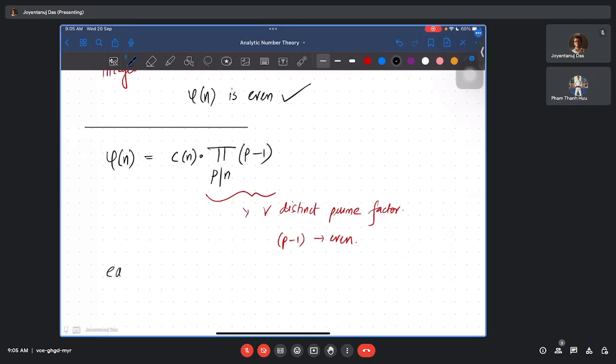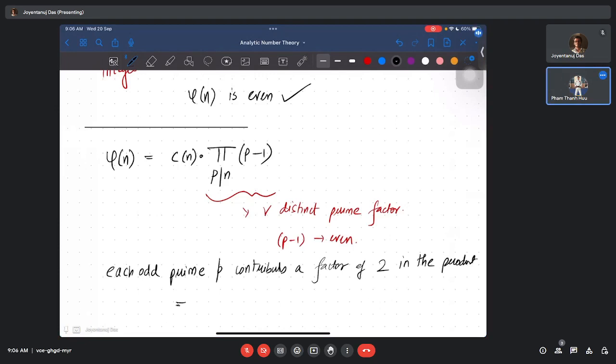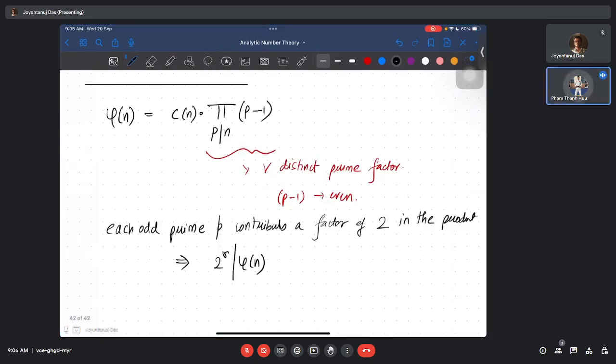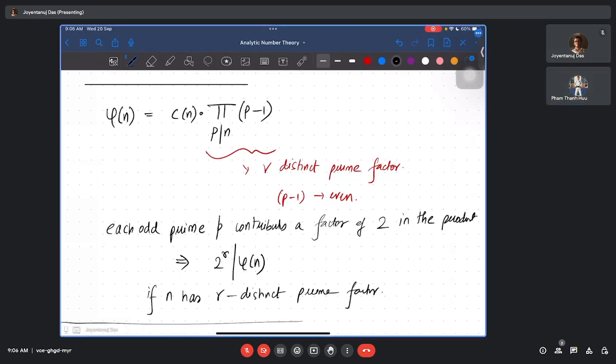So each odd prime p contributes a factor of 2 in this product. So 2 power r will divide phi of n, because there are r distinct prime factors. We can imply it from the previous proof. So these are the useful properties of this function.